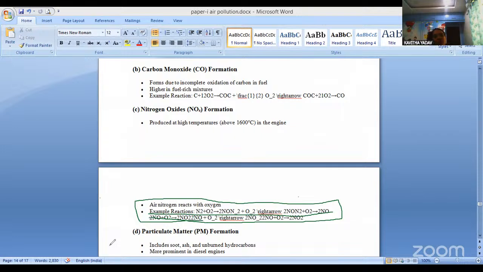These are the points that are very important for your exams. They are theoretical exams. When that nitrogen reacts with the oxygen, these reactions, the incomplete combustion reactions, will take place.